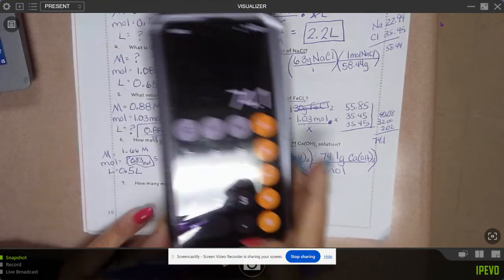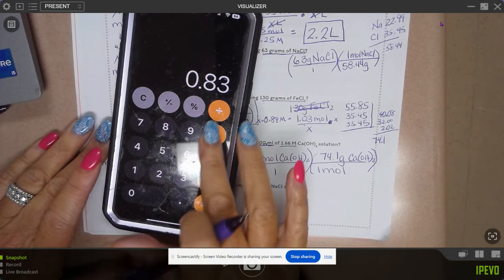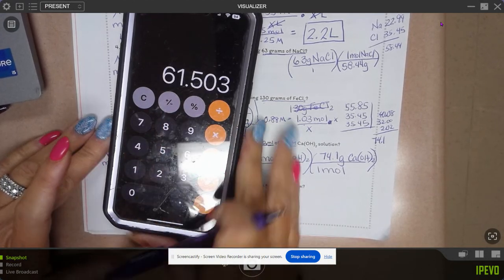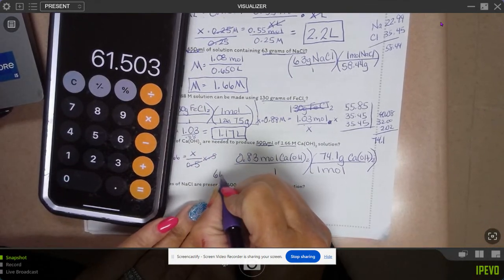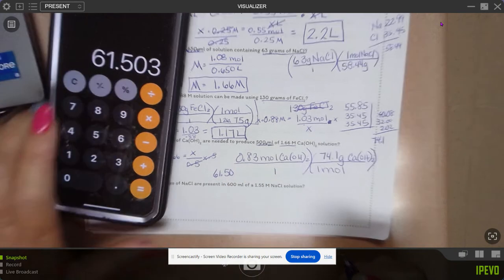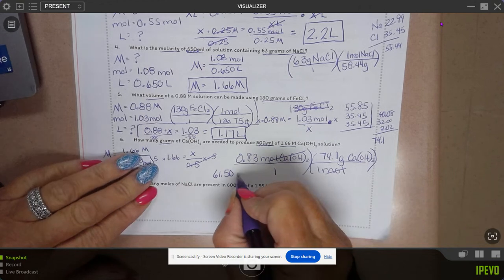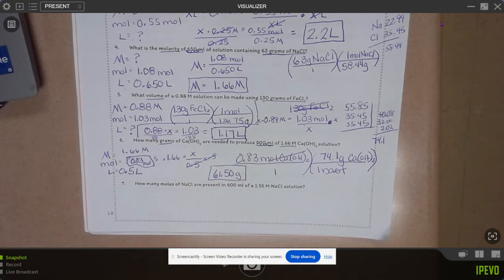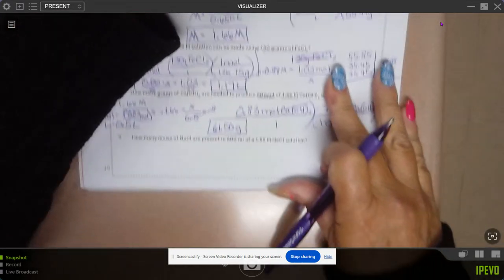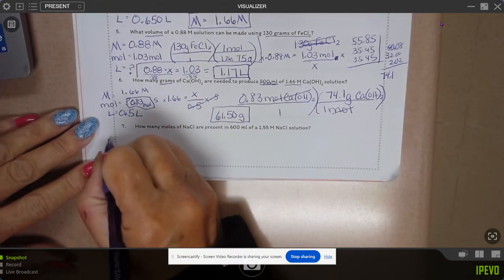All right, so I'm going to do 0.83 times 74.1, and I get 61.50. 61.50. What the heck is that I just solved for? Moles cancel out. I've got grams. All right. So that was kind of a steppy problem that you had to really think about what you were looking at, what you were solving for, and what you were given. All right, one more. Number 7.